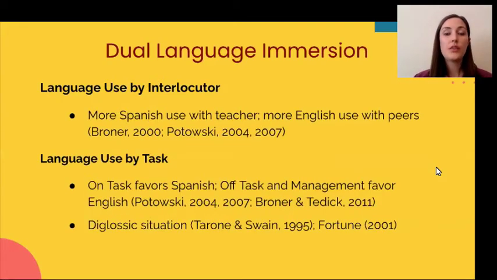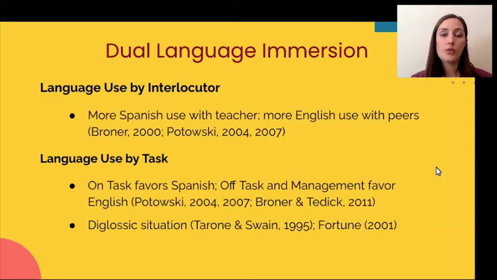So in addition to the subject, the interlocutor also has an effect on students' use of Spanish and English, so the person that they're talking to. So for example, in Potowski's study of fifth grade dual immersion students, she found that when students were talking with the teacher, which made up almost half of their speech, they used Spanish 82% of the time. But when talking with each other, they only used Spanish about 32% of the time. And Broner also found that the fifth graders in her study used much more Spanish with the teacher than when talking with each other.